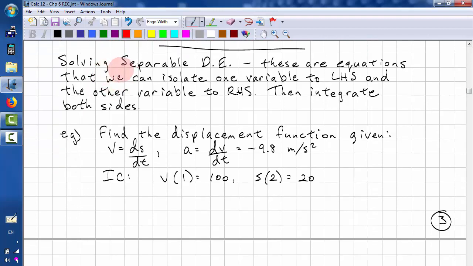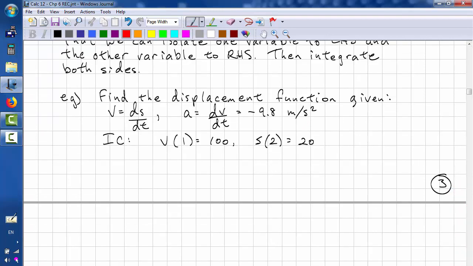Okay, solving separable differential equations. These are equations where we can isolate one variable to the left-hand side and the other variable to the right-hand side, then integrate both sides. So here's an example. Find the displacement function given v is ds over dt, a equals dv over dt, and that equals negative 9.8 meters per second squared. And we're given some initial conditions: V of 1 equals 100, S of 2 equals 20.